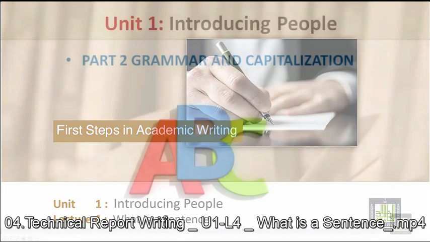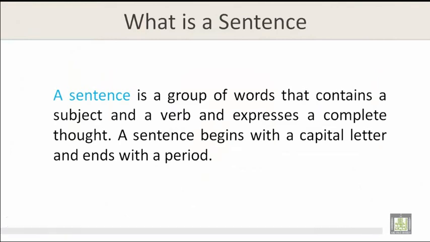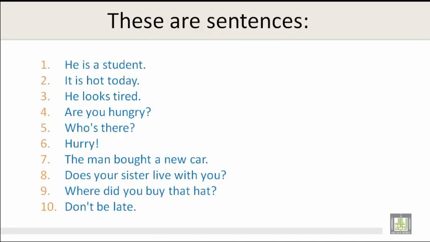Part 2, grammar and capitalization. A sentence is a group of words that contains a subject and a verb, and expresses a complete thought. A sentence begins with a capital letter and ends with a period. These are sentences. Number 1, he is a student. Number 2, it is hot today. Number 3, he looks tired. Number 4, are you hungry? Number 5, who's there? Number 6, hurry.